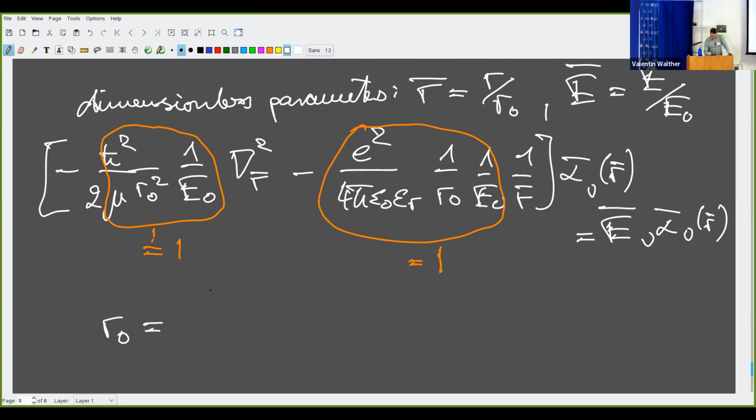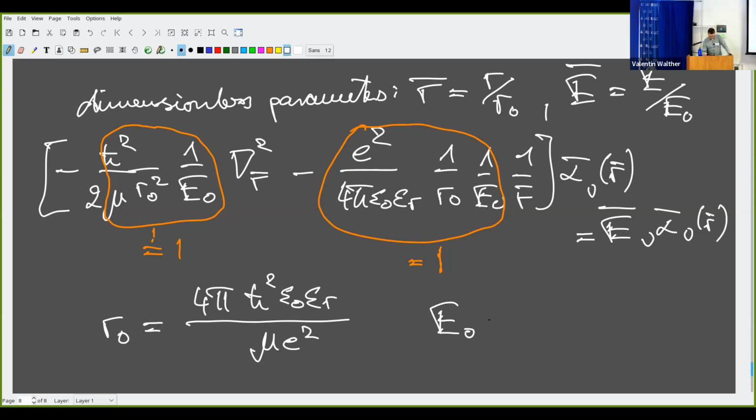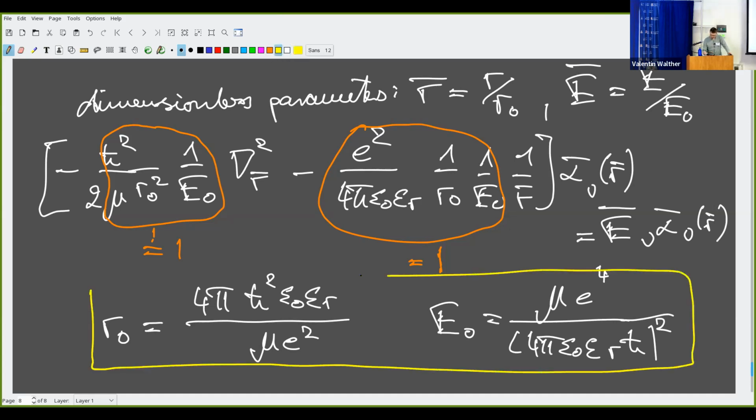So you find that the length scale looks like this, and the energy scale, oops, that's e to the 4, looks like this. So that's already kind of an important conclusion, and you will see a little later why.